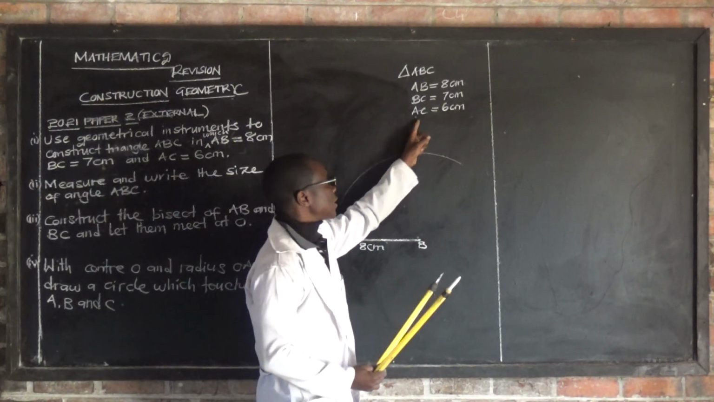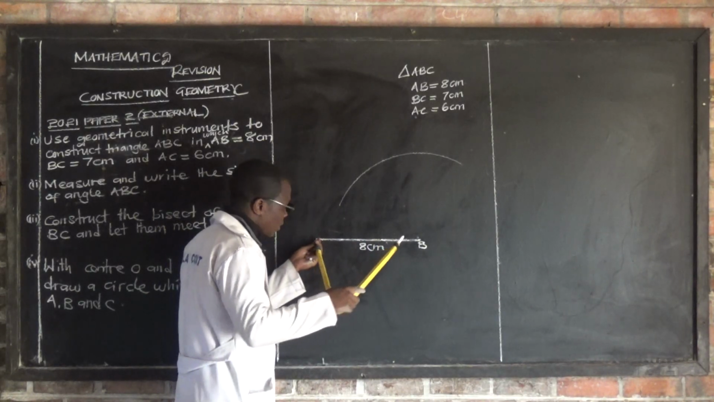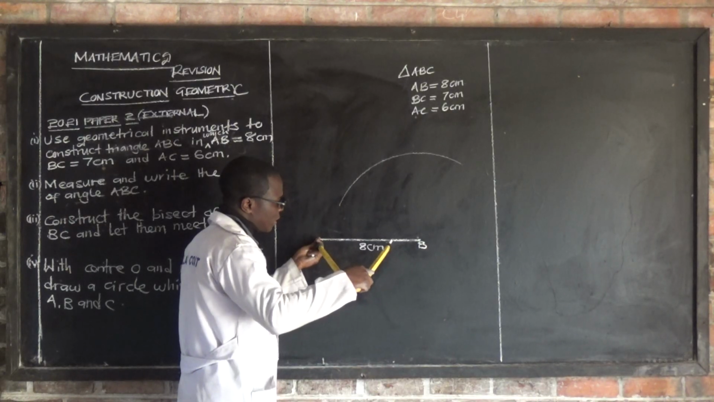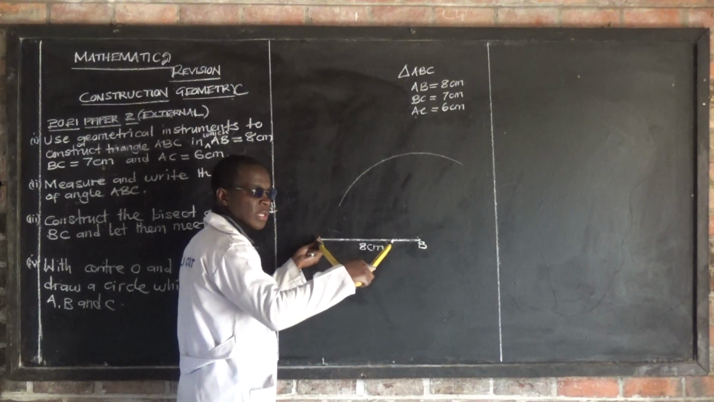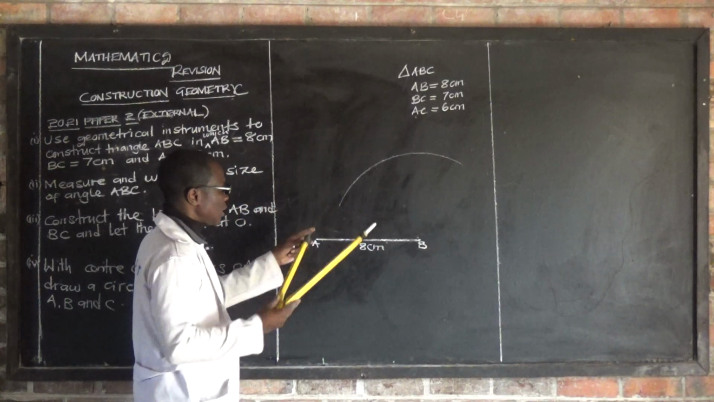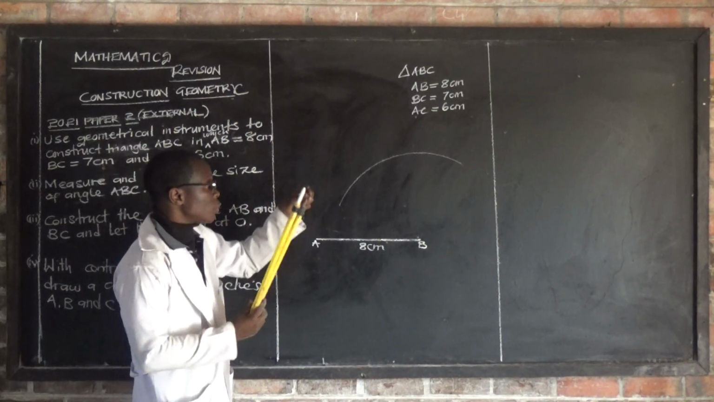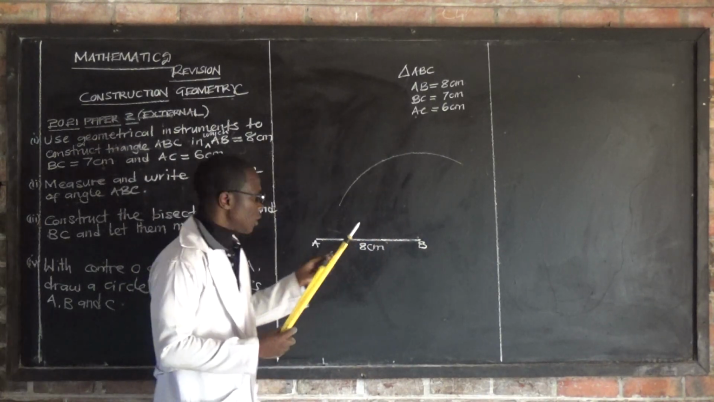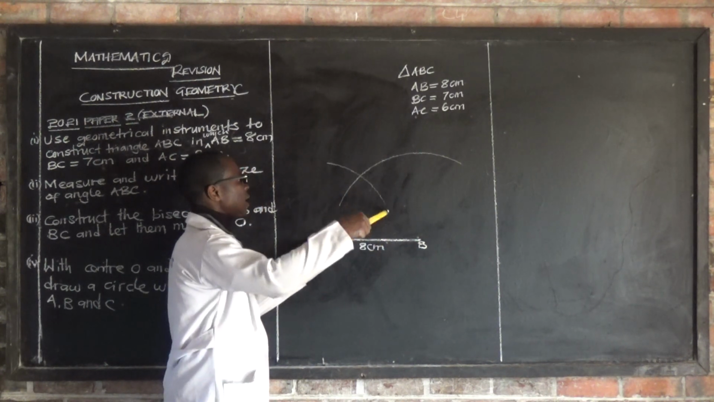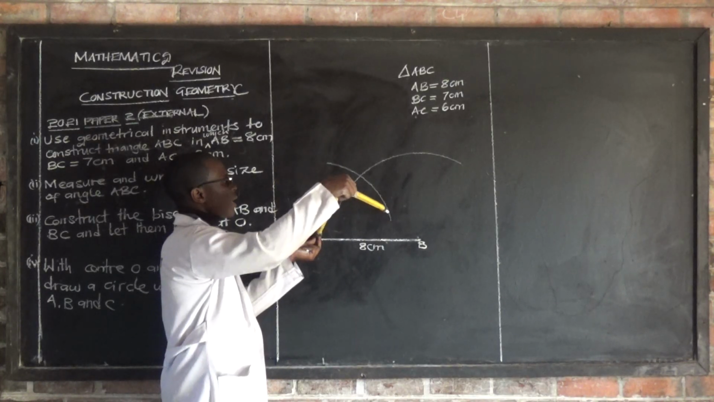Then AC, they are saying 6 centimeters, right? So let me assume my 6. Let's say my 6 is somewhere here. Are we together? So I need to put this pointer at A. I have A, but I don't have C. So I put my pointer at point A, then I'm going to strike an arc like this.